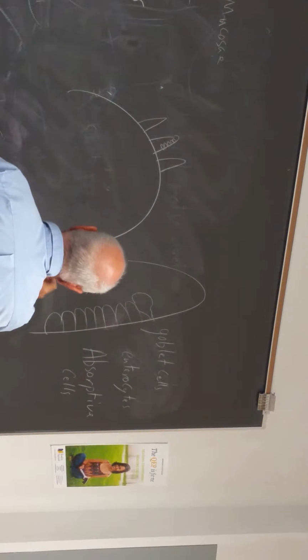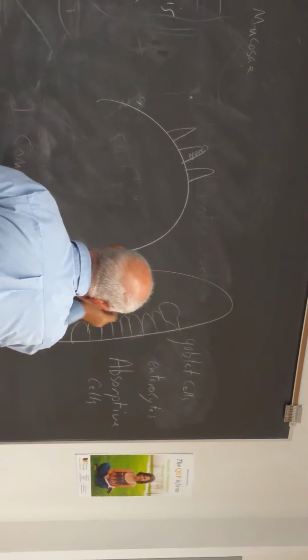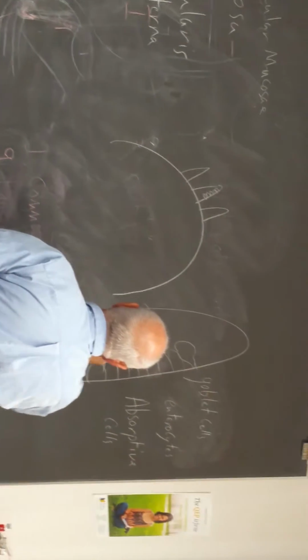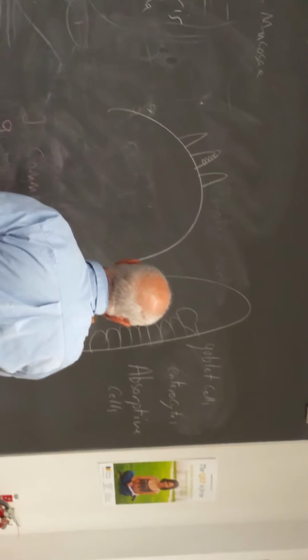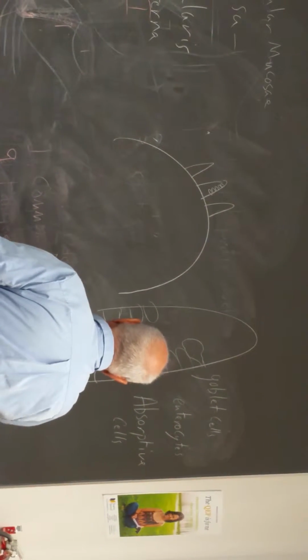So if you imagine that you have the epithelium, that's the epithelium. Then you have a space here. The space is connective tissue. This connective tissue, what do you call it? You call it lamina propria.